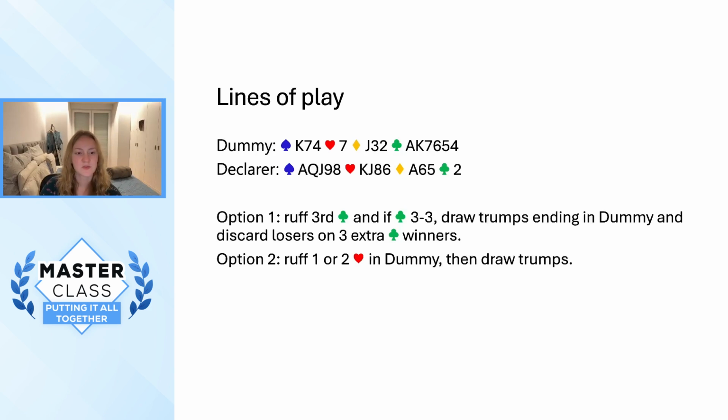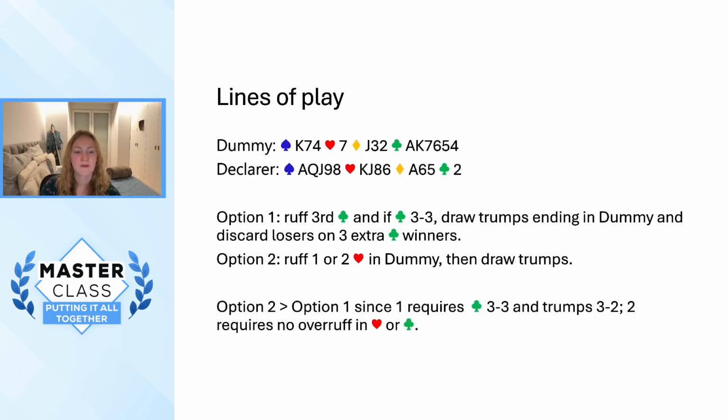So between option 1 and 2, which one should you choose? Option 2 is better than option 1 because not only does 1 require the clubs to be exactly 3-3, but you're also going to need the trumps to be 3-2. Whereas option 2 just requires there to not be an overruff in hearts or clubs. It's even better if you get the heart guess right because you don't need to risk so many ruffs either.